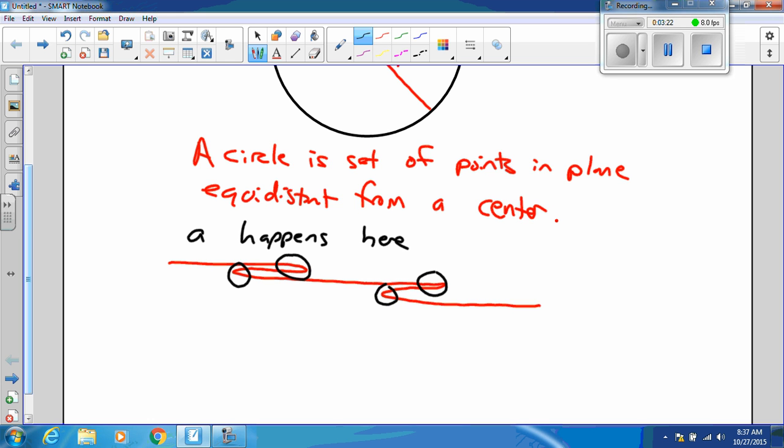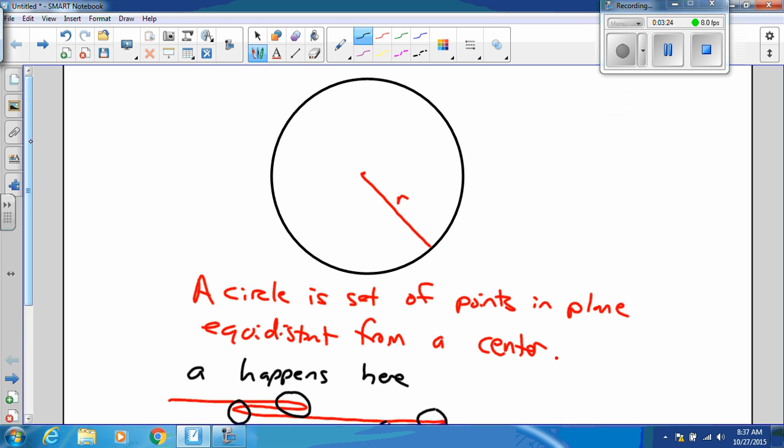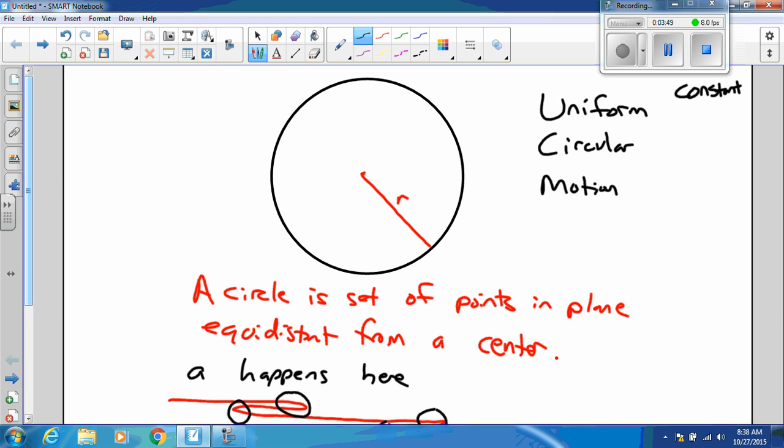Now I want to consider moving in a circle for just a minute. And today we're going to limit ourselves to uniform circular motion, which does not mean that you put on a uniform and move in a circle. But it means instead, uniform circular motion means that we have constant speed moving in a circle.